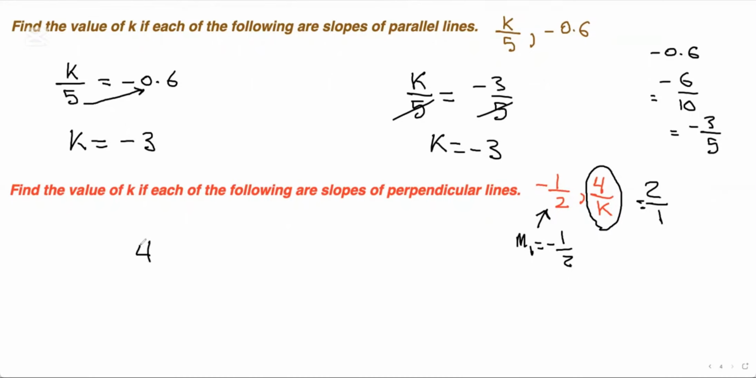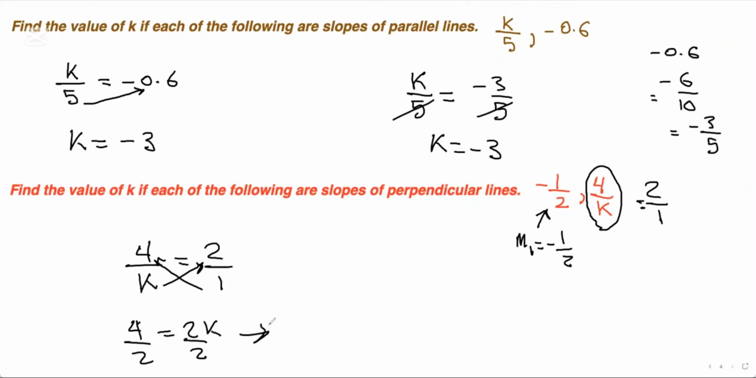So now you could just take the 4 over k and make it equal 2 over 1, and then just cross multiply. You end up with 4 times 1, which is 4, equals 2k. Now divide both sides by 2. Therefore, k equals 2. If you want to test that, 4 over k, so 4 over 2, gives you 2 over 1, or 2. That's exactly what makes this the negative reciprocal of that. So if you make k 2, then 4 divided by 2 gives you 2, so the slope here would be 2, which is exactly the negative reciprocal of that.